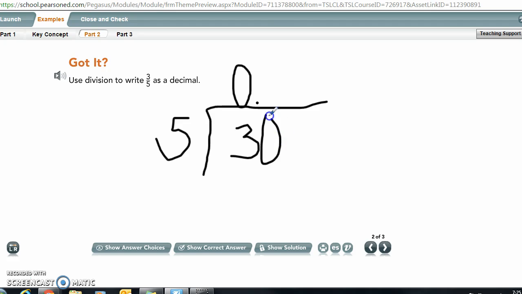How many times will 5 go into 30? Well, 5 times 6 is 30. Okay, if I subtract 30, 30 minus 30 is 0. So my answer is 6/10. Again, that needs to be in your notes.